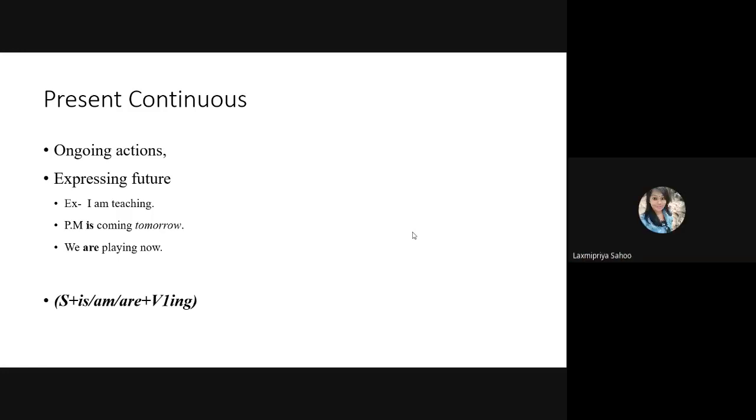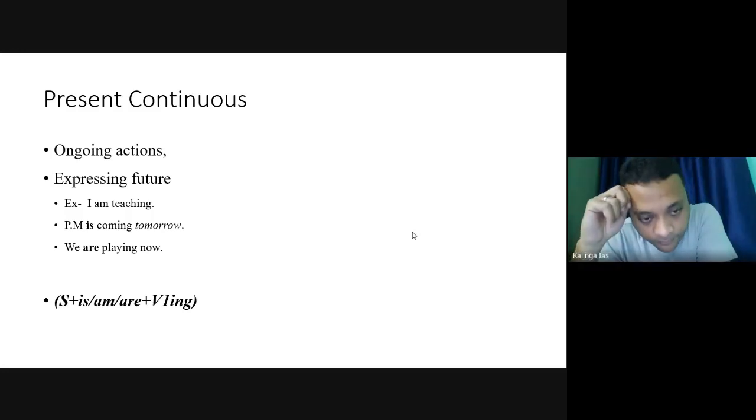Sir, one more doubt. Suppose we can frame three types of sentences with this meaning: the PM reaches tomorrow, the PM is coming tomorrow, the PM will come to Odisha tomorrow. So the certainty level is highest in present simple, then future?